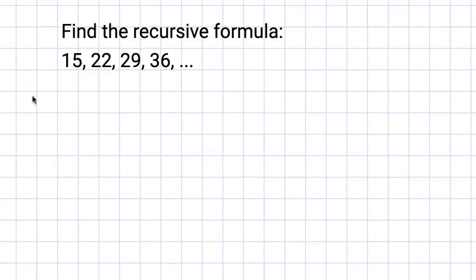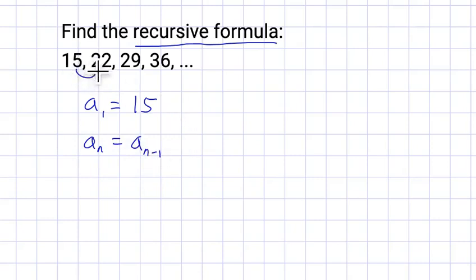Okay, let's practice writing recursive formulas. So remember, the formula will have two parts. We identify the first term, so in this case it's 15. And then we indicate what the pattern is that we're going to repeat. So the term we want will equal the term right before the term we want. That would be a sub n minus 1, the term right before the one we want.